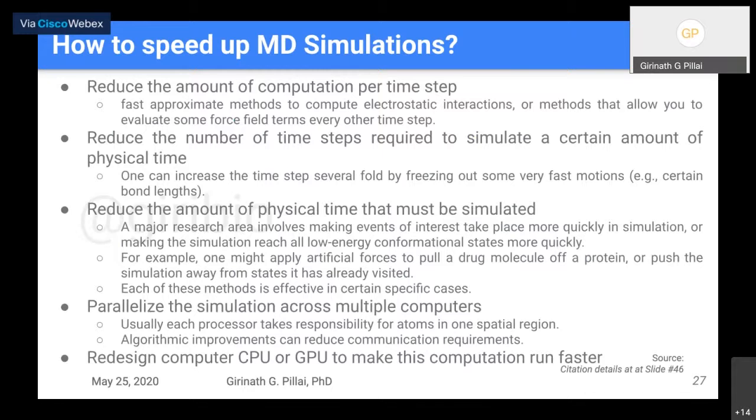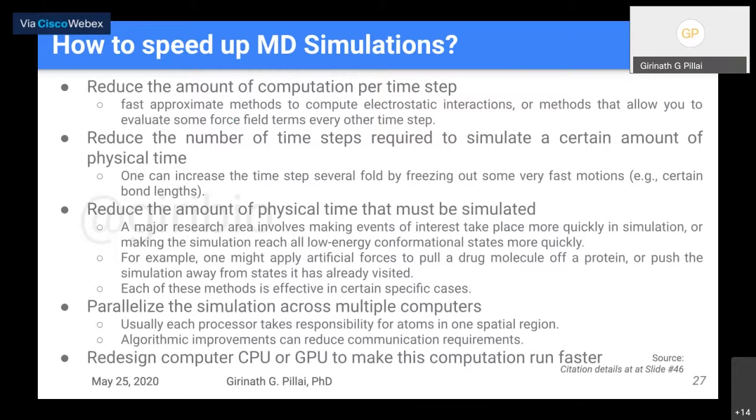But if you did 100 nanoseconds at the initial step and it didn't come as expected, then you wasted a lot of time. Reduce the number of time steps required to simulate a certain amount of physical time. One can increase the time step several fold by freezing out some very fast motions, that is, certain bond lengths. These are very much prevailing in surface calculations or membrane calculations. We try to freeze certain areas, but you have to see where you can apply this.